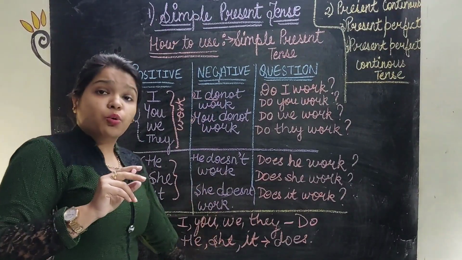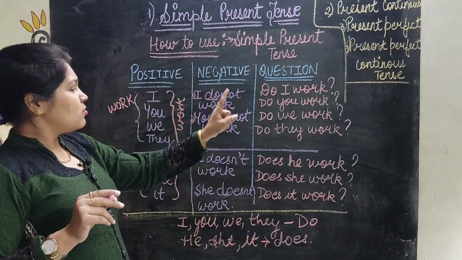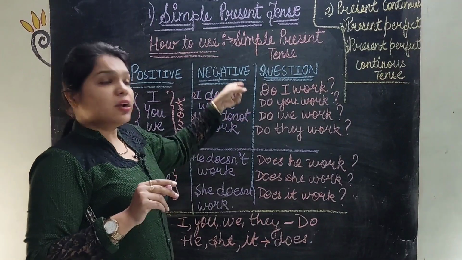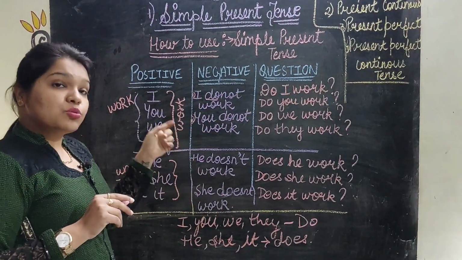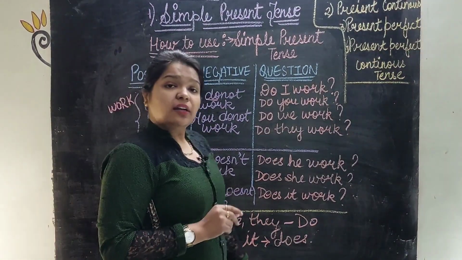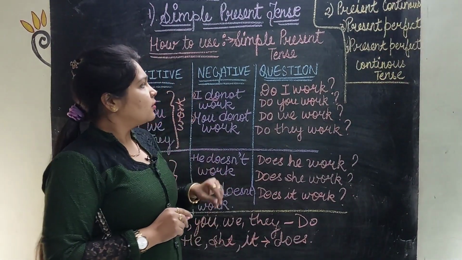So, in this, you have learned two rules. First rule, you will use not in the negative sentences, and with I, you, we, they, you will use do, and with he, she, it, you will use does.